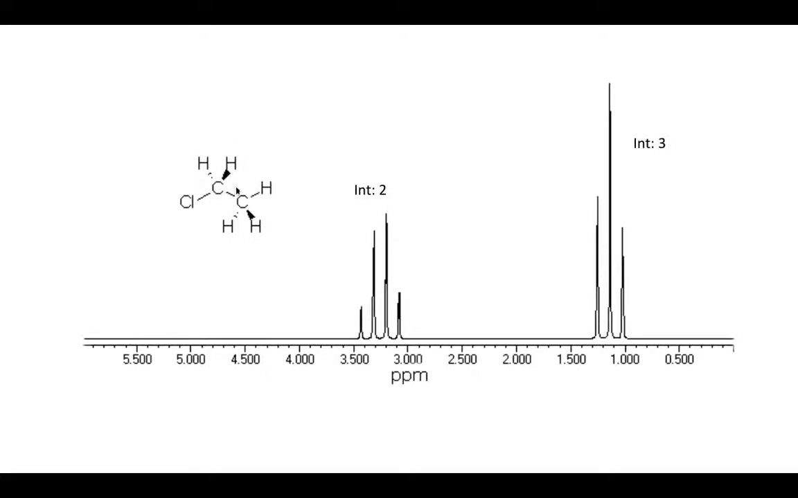But they've got three neighbors. These hydrogens, which are exactly the same as each other, have three neighboring hydrogens. 3 plus 1 is 4. That's why we see it split into a quartet. It's got an integration of 2, but it's a quartet. Those are different. The integration tells you how many hydrogens. The quartet tells you how many neighbors that it has.